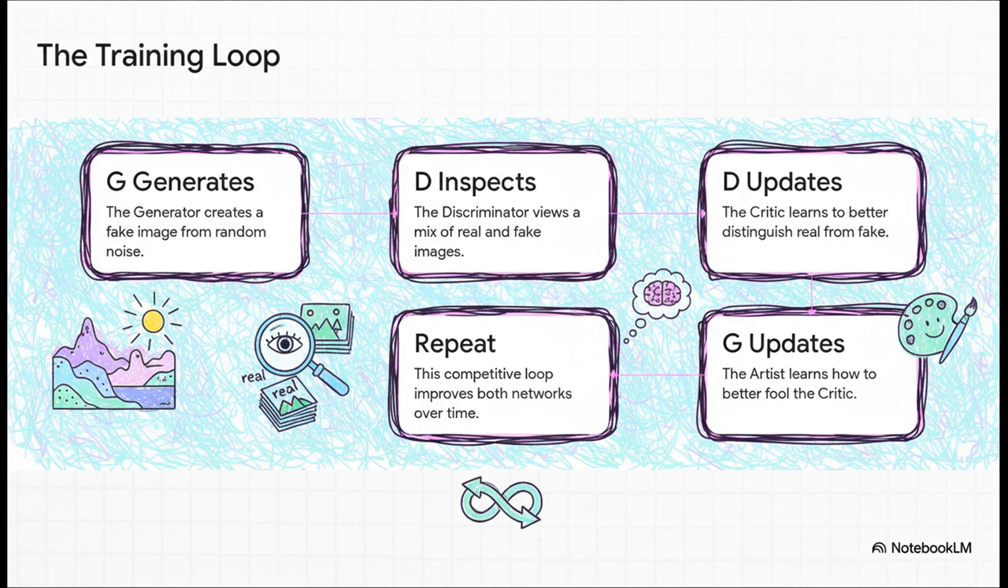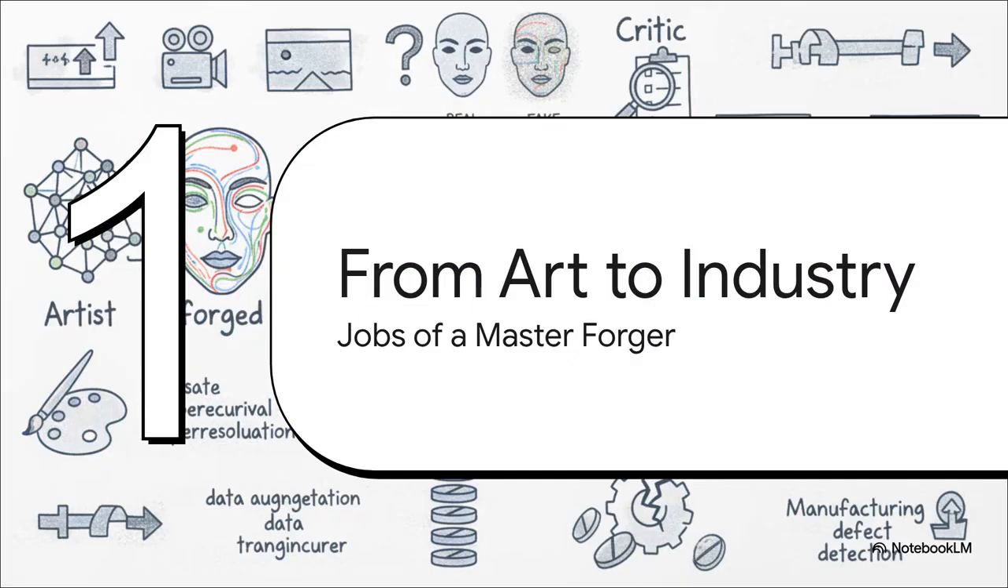Now, every time the critic gets it right, it gets a little bit smarter. But every time the artist fools the critic, the artist learns what worked and gets better at making fakes. You repeat this cycle literally millions of times until the critic is an almost unbeatable detective and the artist is a true master forger.